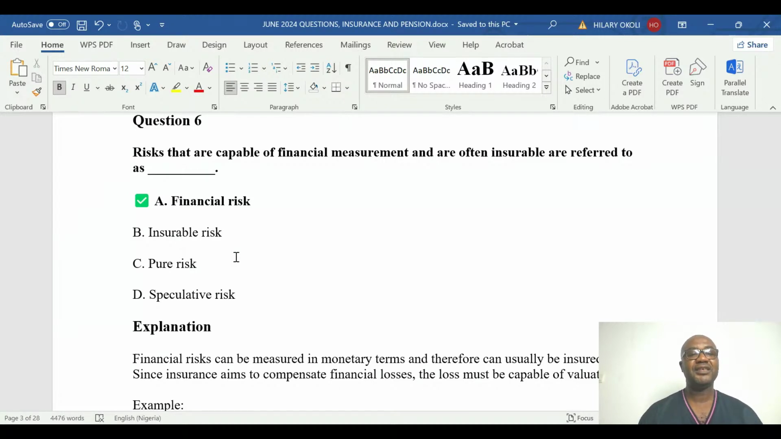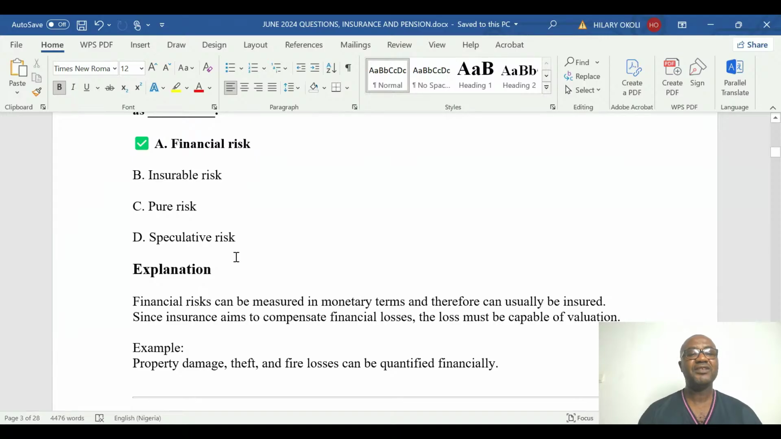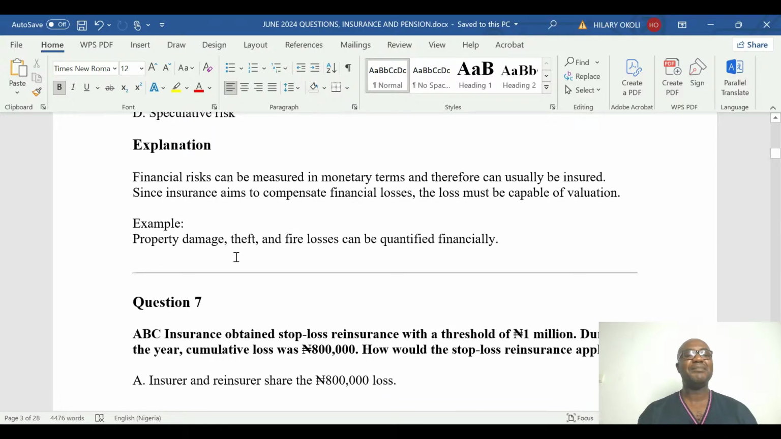So the answer for this is A, financial risk, because financial risk can be measured in monetary terms and therefore can usually be insured. Since insurance simply aims to compensate financial losses, the loss must be capable of valuation. Yes, it must be capable of valuation. An example could be property damage, theft, and fire losses, which can be quantified financially. We often see where there's arson, a fire burned down, say about 50 billion destroyed. You can quantify that.